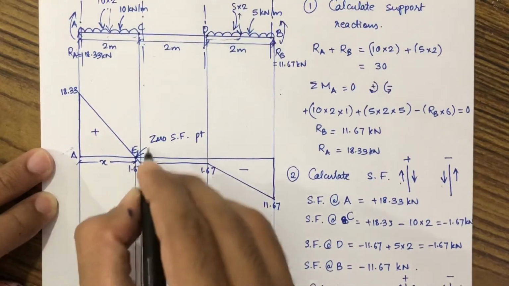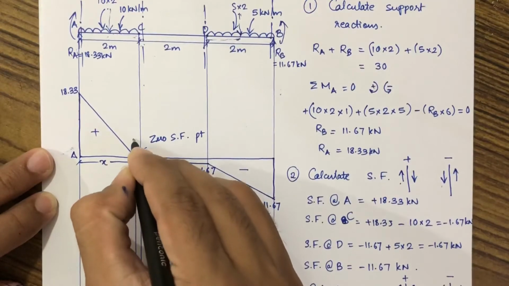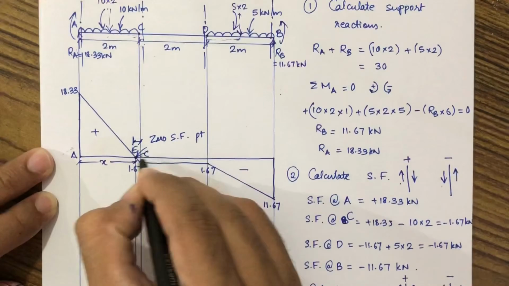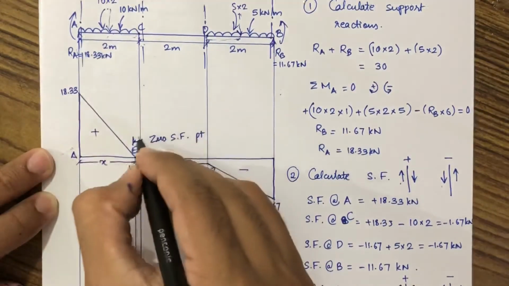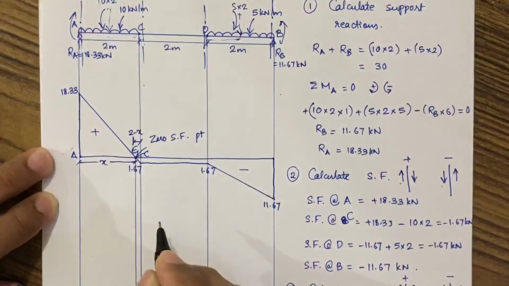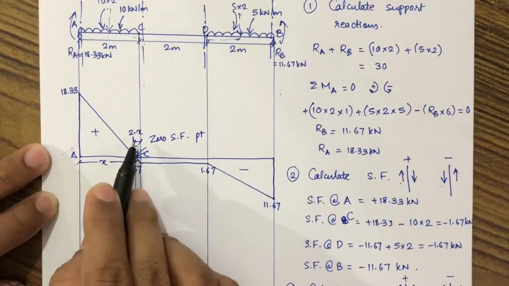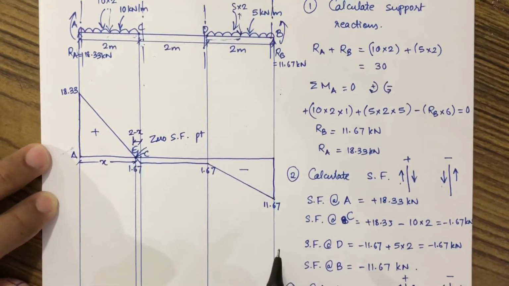So if this is x, from E to C, this is point C, it will be 2 minus x, isn't it? As the total distance is 2. So from here to here it is x, and from here to here it will be 2 minus x.